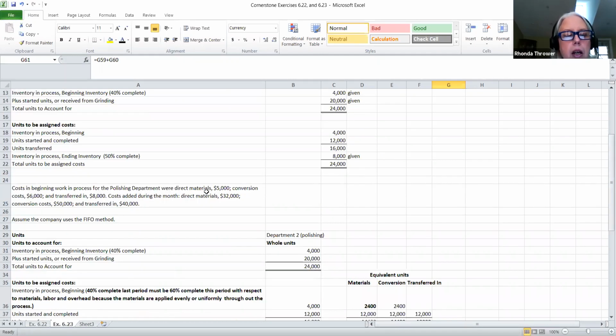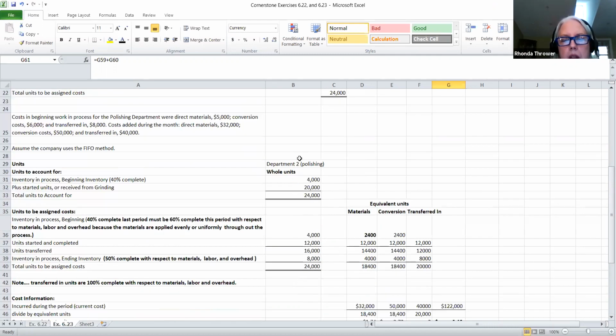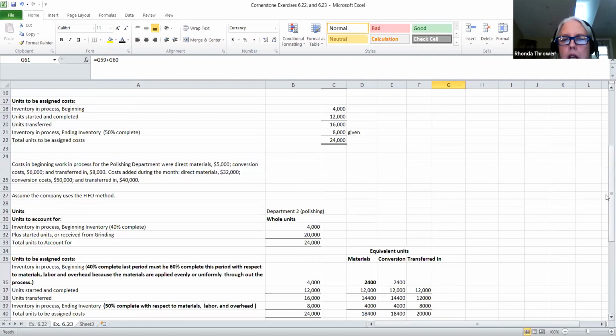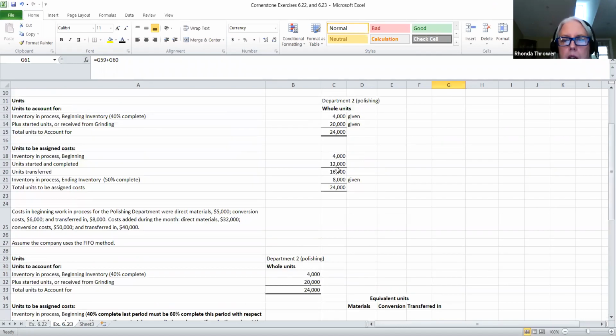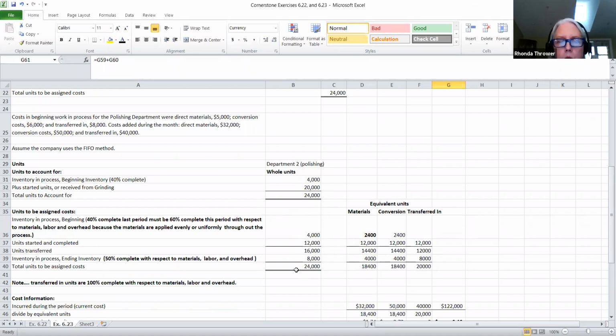And then I put down the cost, and that came from Cengage. All this is copied information, basically. This time we're using the FIFO method. And again, this is what they started with in Cengage. And it's the same thing as what I had here that came from the previous problem. I just recopied it several places so we could see all of this at one time. These are whole units here.